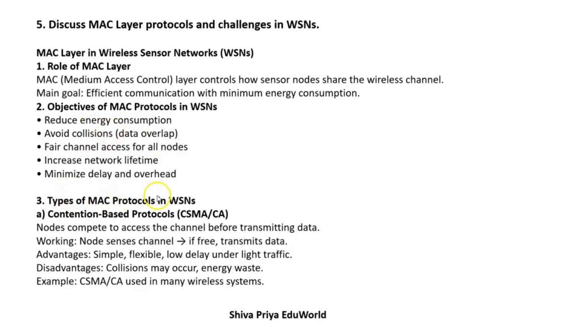The types of MAC protocols in WSNs. First, contention based protocol. Nodes compete to access the channel before transmitting the data. How it works: nodes sense the channel. If it is free, then it will transmit the data. The advantages of this contention based protocol are that it is very simple, flexible as well, and has low delay under light traffic. The disadvantages are collision may occur and energy wastage. Clear? For example, CSMA/CA used in many wireless systems.